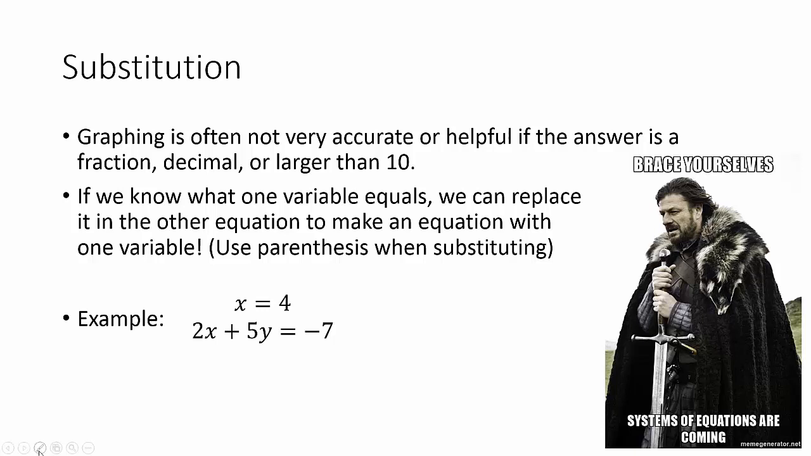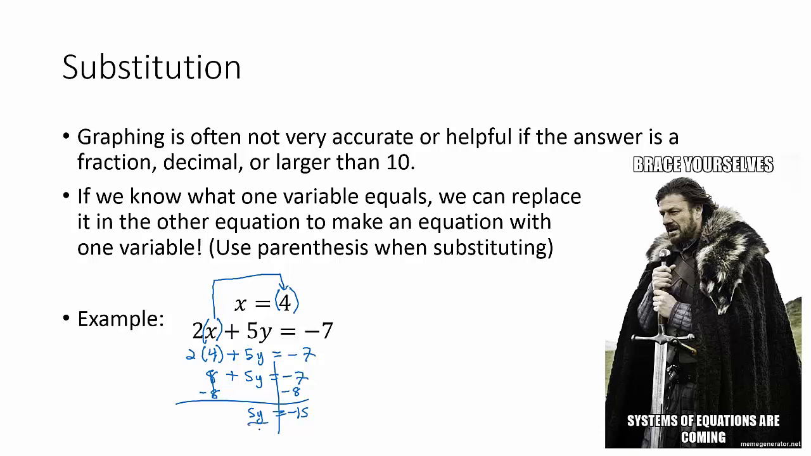For example, we've got this system of equations here where x equals 4 and 2x plus 5y equals negative 7. We already know that x equals 4. So in the other equation, we can replace the x with what it represents. Replace the x with the 4. So we would have 2 times 4 plus 5y equals negative 7. 2 times 4 is 8, plus 5y equals negative 7. And we can solve this equation for y by subtracting 8 from both sides. And 5y equals negative 15.